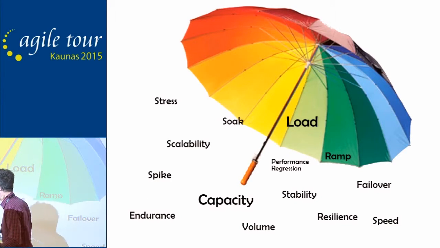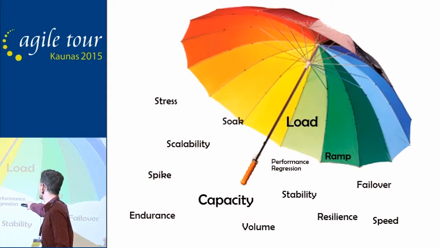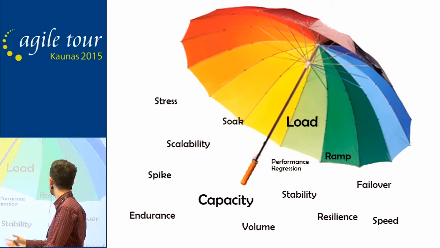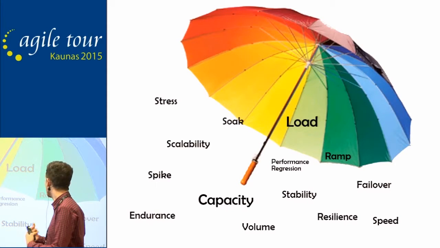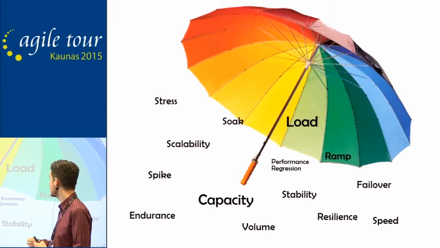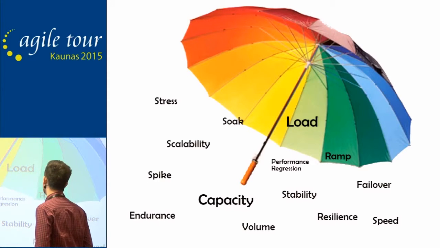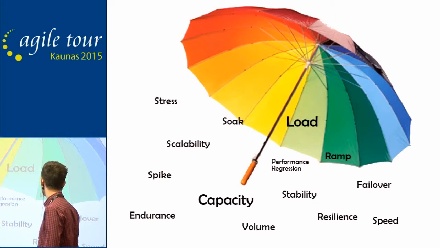Stability is very, very close to endurance. Failover close to resilience. Speed, volume. Performance regression is an interesting one. With the advent of agile and iterative delivery and simply building on feature sets, quite often what we're doing is deploying more features on top of an already created system, and so we're looking for performance regression. Have we done something in this release which has caused performance to change?